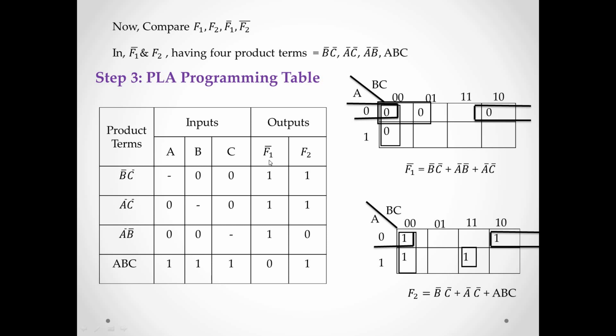And then, in which output do you have B bar C bar? For example, the product term B bar C bar is in both F1 bar and F2, so you mention 1, 1 over here. Similarly, the A bar C bar product term is available in both F1 bar and F2, so we mention 1, 1 in both. The A bar B bar product term is only in F1 bar, so mention 1 under F1 bar. And ABC is only in F2, so under the F2 column you mention 1. Like this, you fill up the PLA programming table.